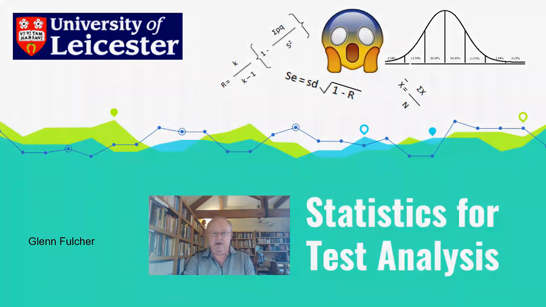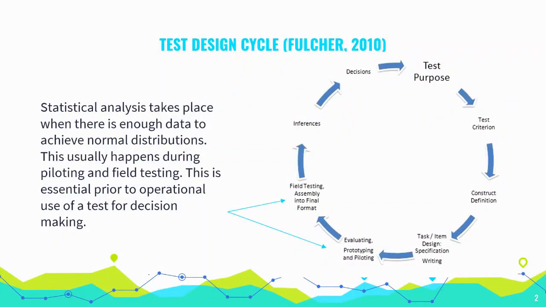So let's kick off, and just to pick up from where we finished off previously, and that's by looking at the test design cycle. And I said that we had gone round the elements of the design cycle while we were looking at units from the course book from test purpose onwards. And in this, the statistical analysis, we're looking at, to some extent, the piloting, but chiefly field testing.